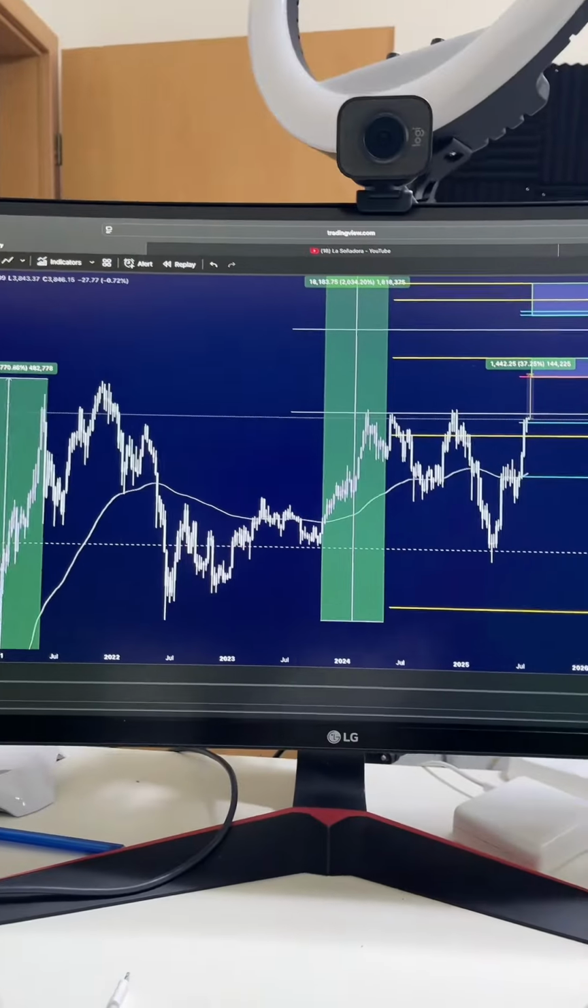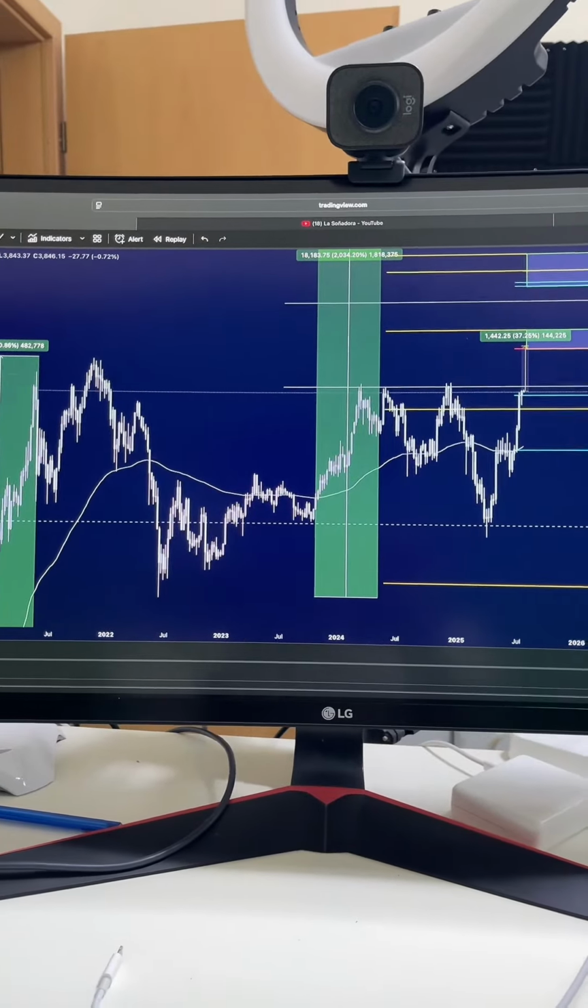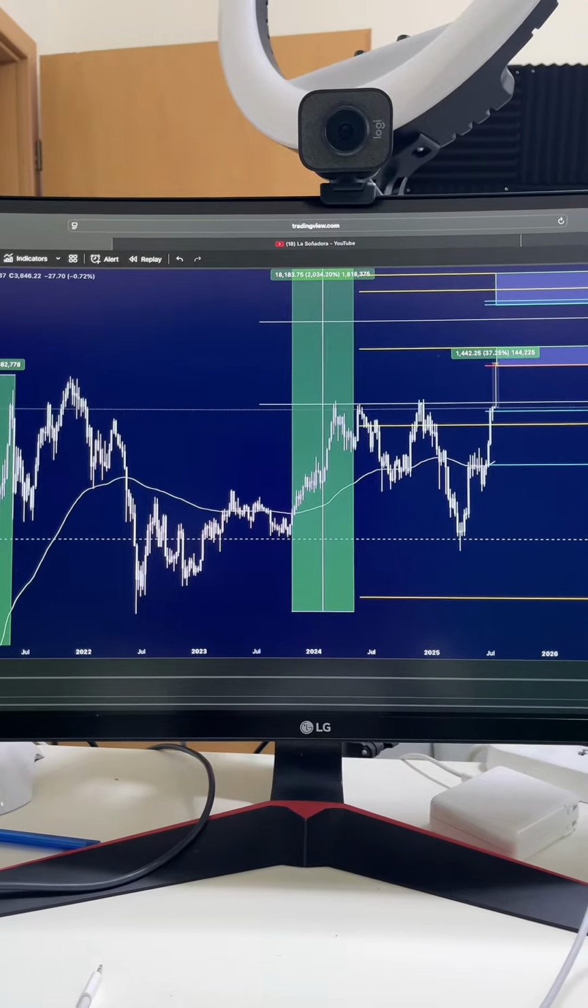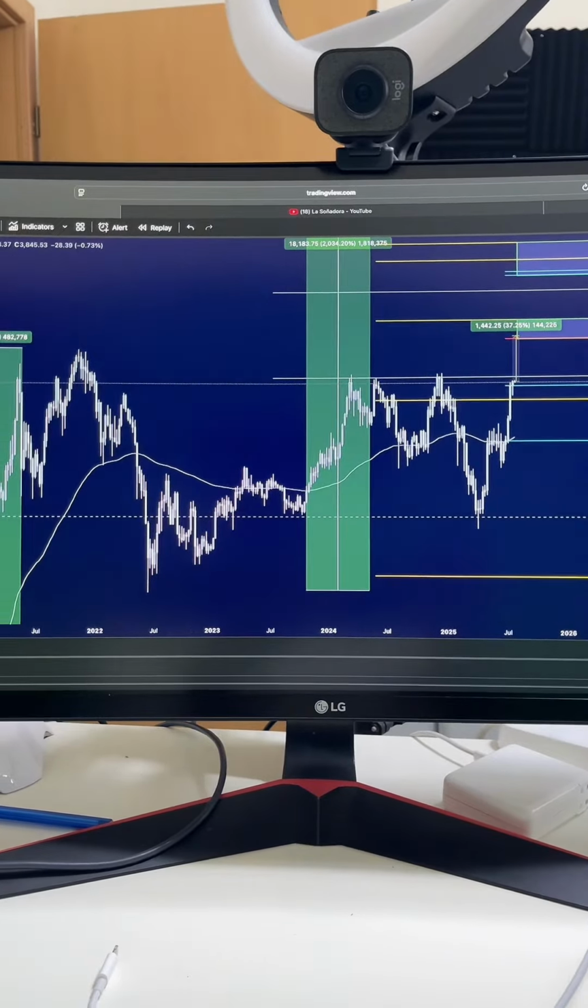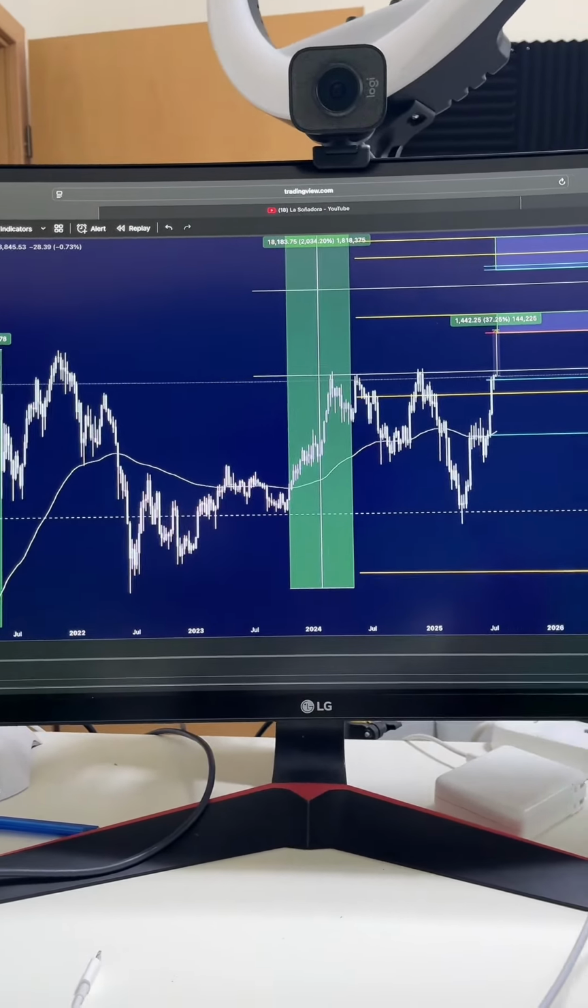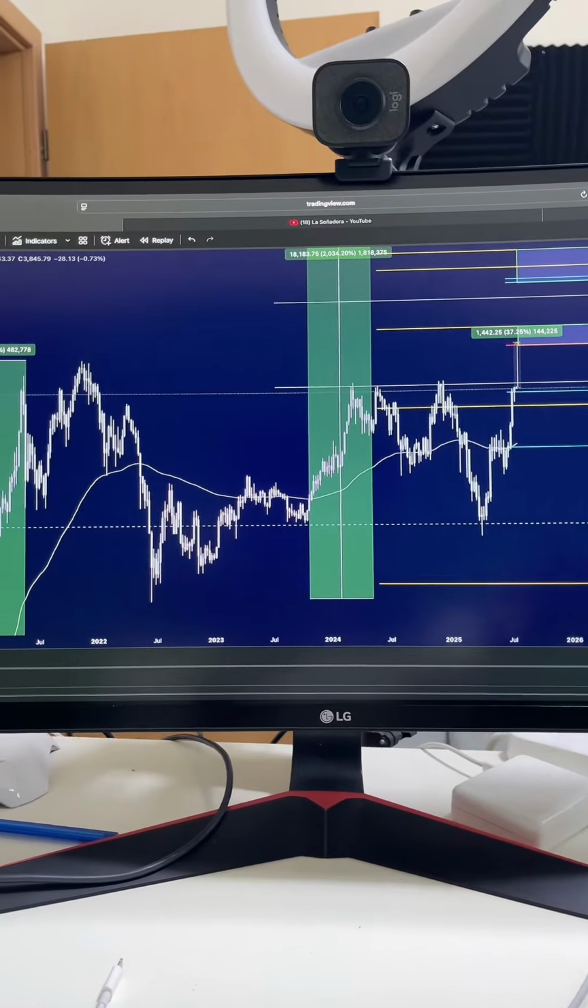What we are looking at here is Ethereum on the weekly time frame, and this may get complicated very quick, so do pay close attention. So here we have like two cycles. And what do I mean by two cycles?